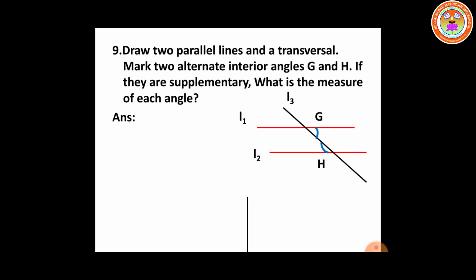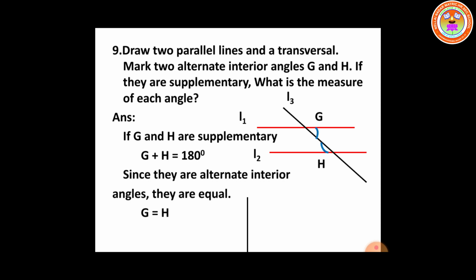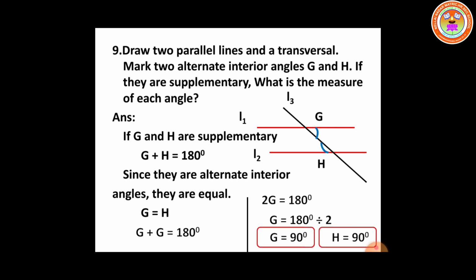If G and H are supplementary, it means G plus H is equal to 180 degrees. Since they are alternate interior angles, they are equal. G equal to H. G plus G is equal to 180 degrees. 2G is equal to 180 degrees. G equal to 180 divided by 2. Then G equal to 90 degrees. Next, H is equal to 90 degrees.